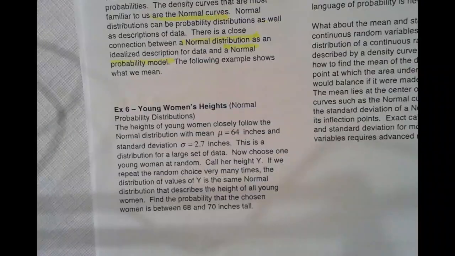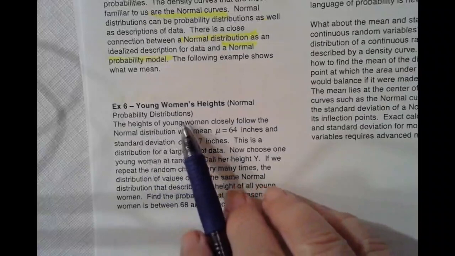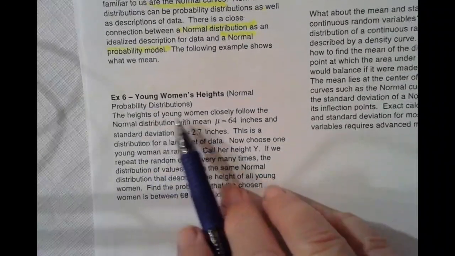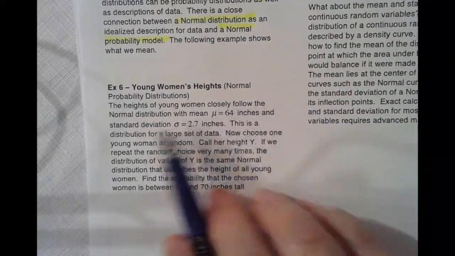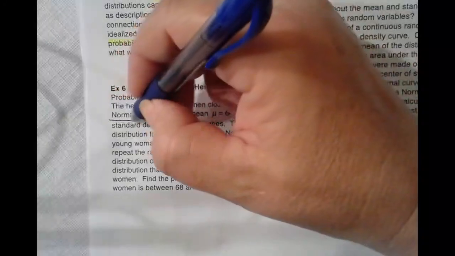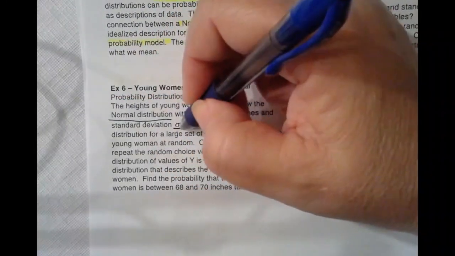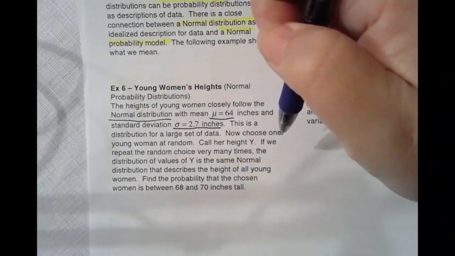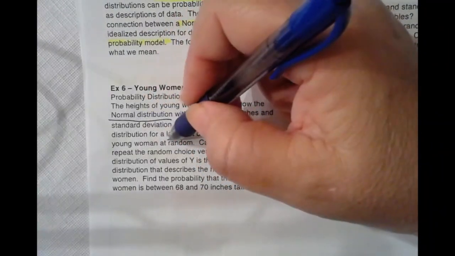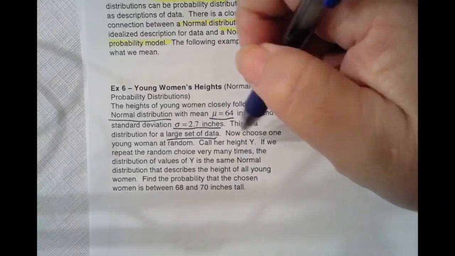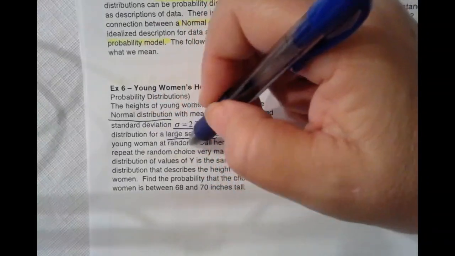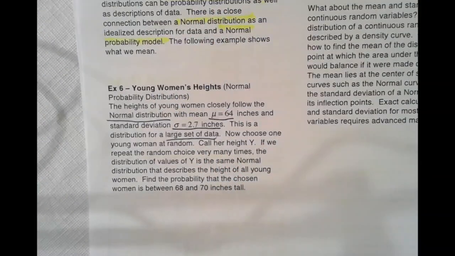The heights of young women: normal probability distribution. The heights of young women closely follow the normal distribution with a mean of 64 inches and a standard deviation of 2.7 inches. This is a distribution for a large set of data. Now choose one young woman at random. Call her height y.